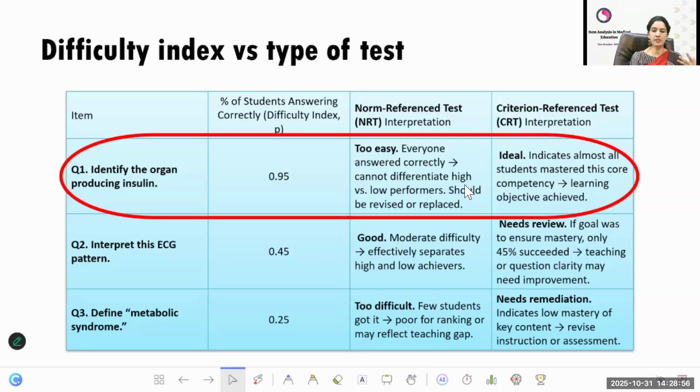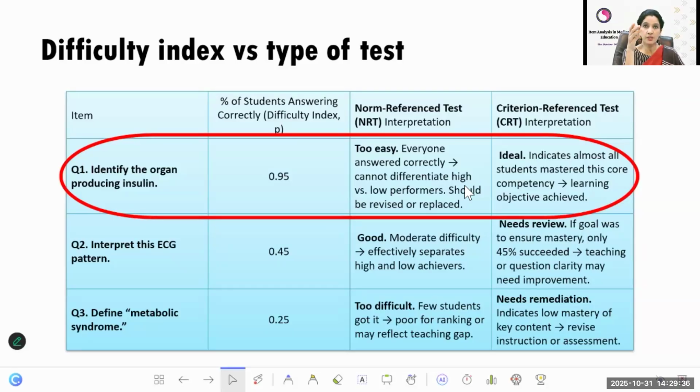So should we say that it should be revised or replaced? No. If this knowledge is required by everyone, then even if the difficulty index is 0.95, that means it is very easy, you can say that the learning objective has been achieved. Every student should know this. So for an internal or summative assessment also, even if a question is very easy, you can keep a few of these questions. The criterion is not that stringent that it must not be more than 0.7.